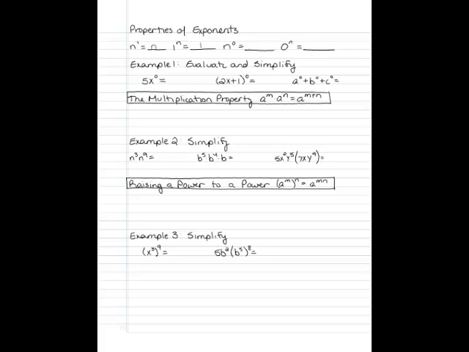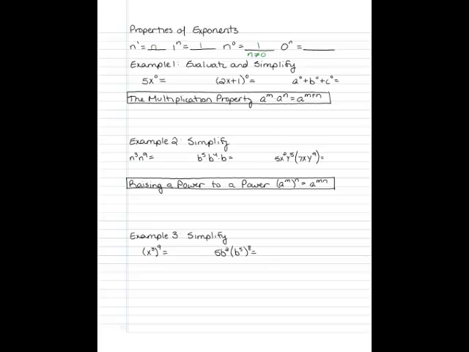Now with 0, any number to the 0 power will give you 1. Any number at all, any number except 0. So this rule only applies for real numbers that are not 0. So any number to the 0 power will give you 1.